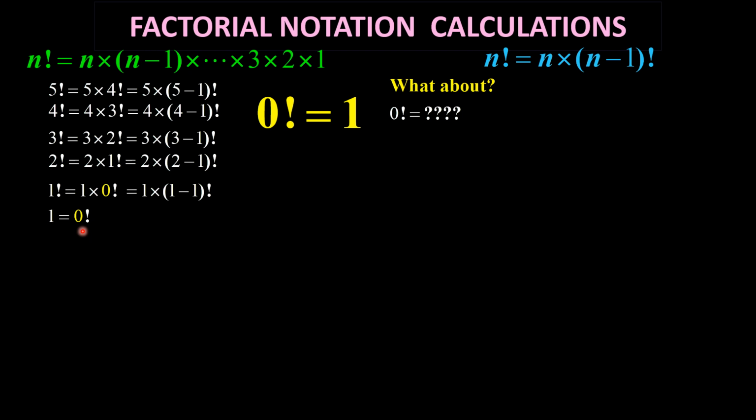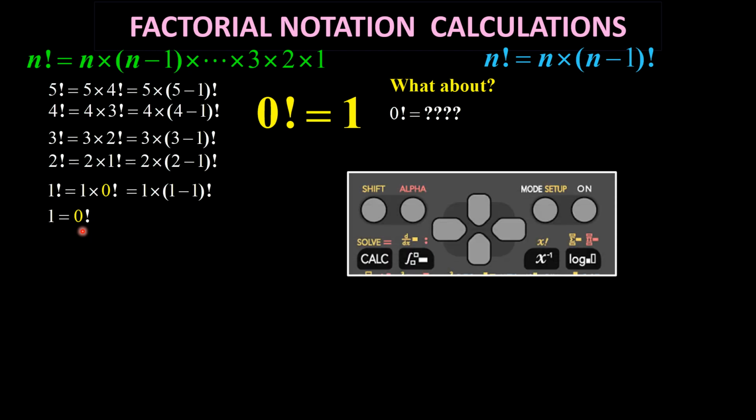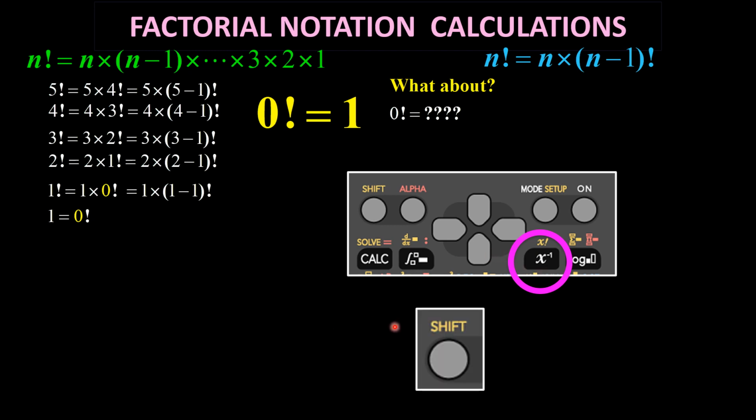We'll also show it to you on the calculator. If you use your scientific calculator, you'll see there's a key with the x, the one that you use for reciprocals, and there's the x factorial key there. It is in yellow, so you have to use the shift key. You enter the number, then shift, then that key, and you'll get the value. For example, I enter 5, shift, then that key, and I get the value for 5 factorial.